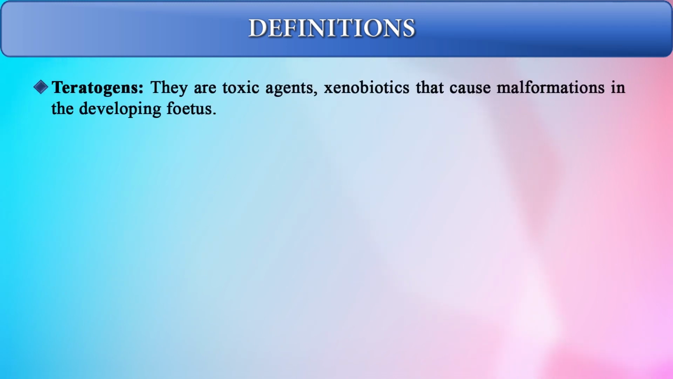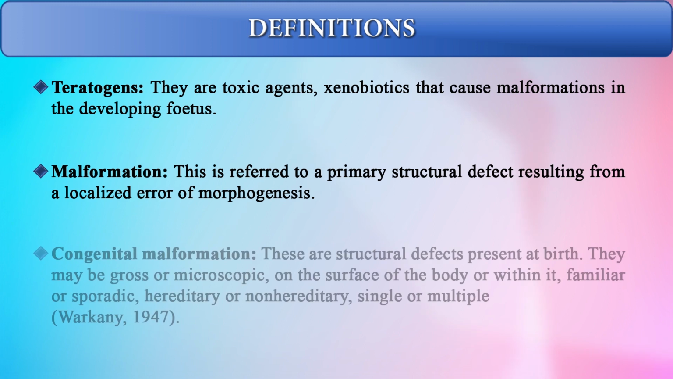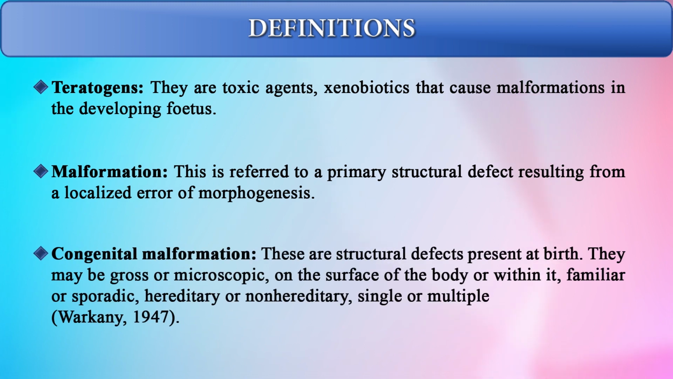Teratogens are the toxic agents, xenobiotics, that bring about malformations in the developing fetus. Malformation refers to a primary structural defect arising from a localized error of morphogenesis. Congenital malformations are structural defects that are observed at birth, and they may be gross or microscopic in nature. They can be on the surface of the body or within, and they can be due to hereditary and non-hereditary reasons and so on.